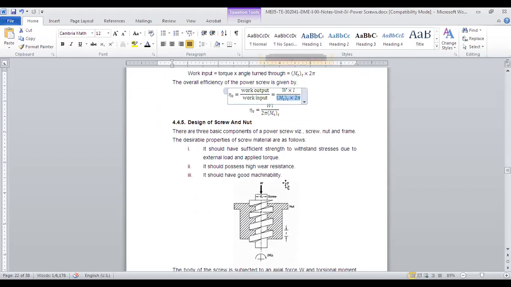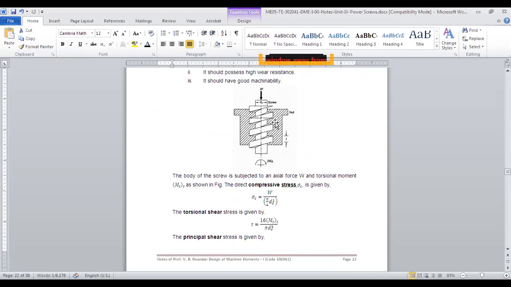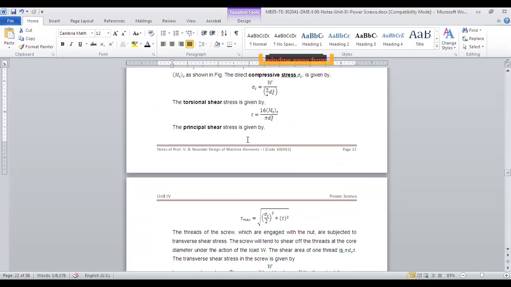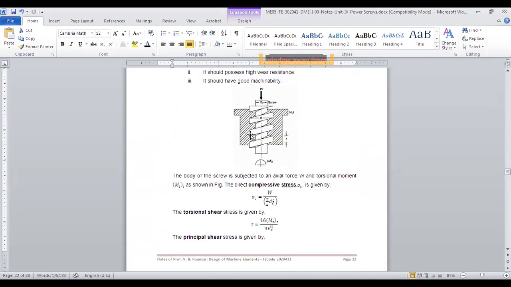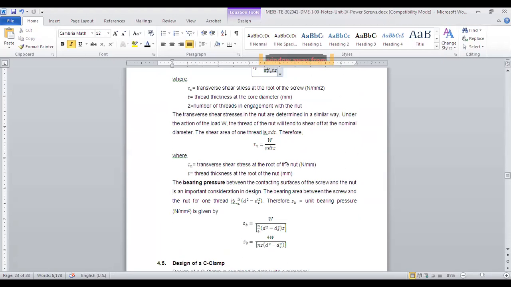Then we have seen how we can design, and what the different kinds of stresses are. A screw will undergo shear stress, compressive stress, and torsional shear, basically at the root of the core diameter, and then we'll use a combination of principal stresses to calculate the total stress in a screw. Then it will also undergo shear. The formula for that is pi dc, core diameter. This is the perimeter, into thickness, multiplied by number of threads. W upon that will be your shear stress.